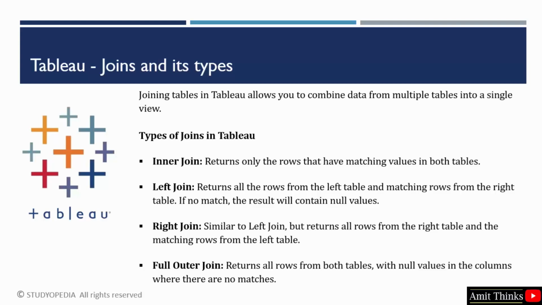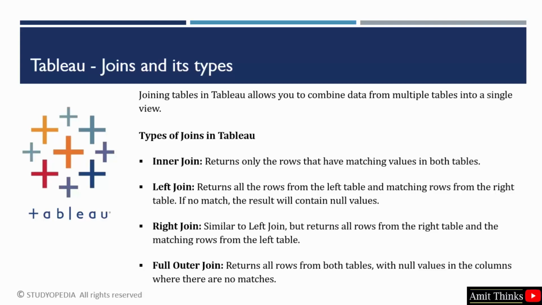So there are different types of joins that includes your inner join, left join, right join, as well as full outer join. So let us see what does it include. Let's say we are combining two tables. So it will return only the rows that have matching values in both the tables. With left join, as the name suggests, it will return all the rows from the left table and the matching rows from the right table. And you need to remember that if there is no matching values, then the result will contain null values.